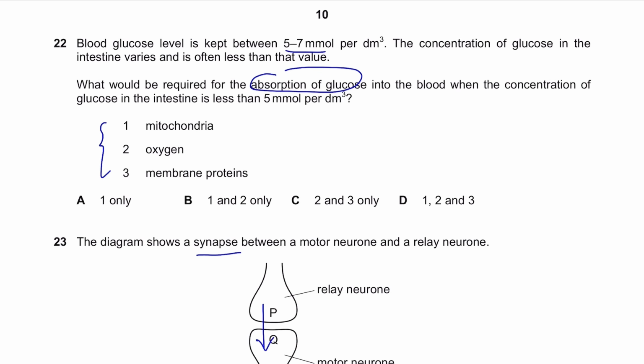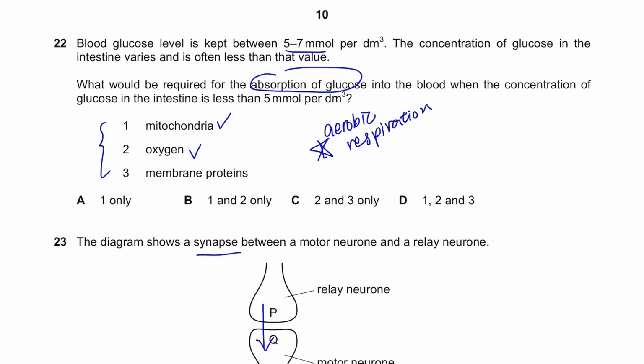So first one, mitochondria. I'm sure everybody in the whole world knows that mitochondria is the powerhouse of the cell. Basically, they help you carry out aerobic respiration and produce energy. And when you carry out aerobic respiration, you use up glucose. Therefore, when you have mitochondria, you'll be absorbing more glucose. Also, oxygen is used up to carry out aerobic respiration, so it's also correct.